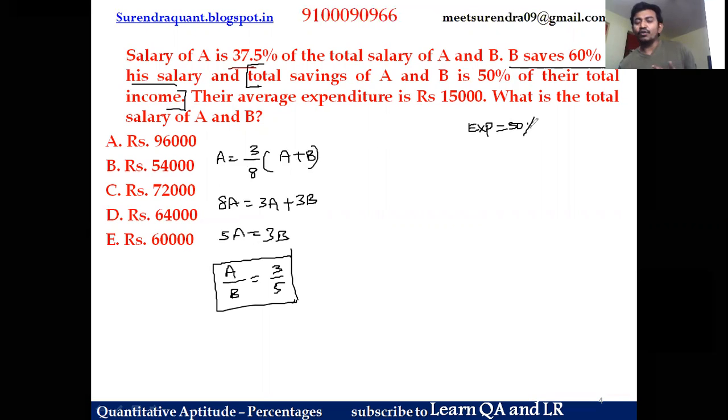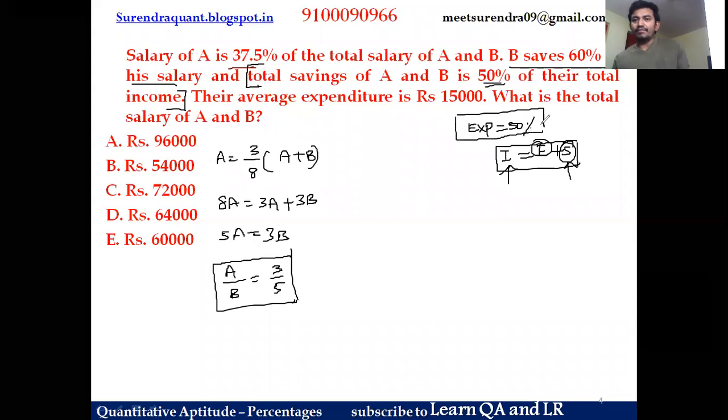So guys, I hope that you know this basic thumb rule: income equals expenditure plus savings. If you consider income as 100% and expenditure is 50%, savings is 50%, right? He mentioned in the question that savings are 50%. So if savings are 50%, the expenditure should be 50%, right? So the combined expenditure of A and B is 50%.